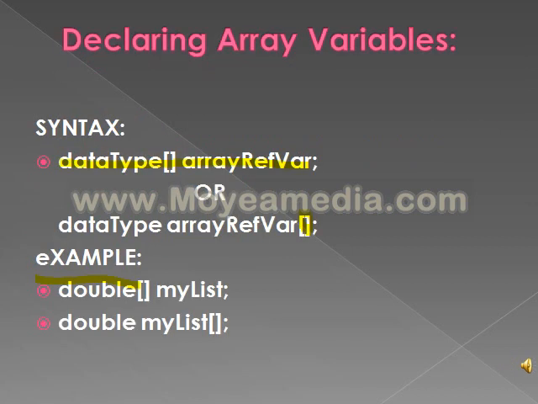Declaring array variables. The syntax given here: data type, subscript, array reference variable, or you can give data type, array reference variable, subscript. So the only thing is the place of the subscript is varied. The example given here is double myList subscript. So myList is the array variable.